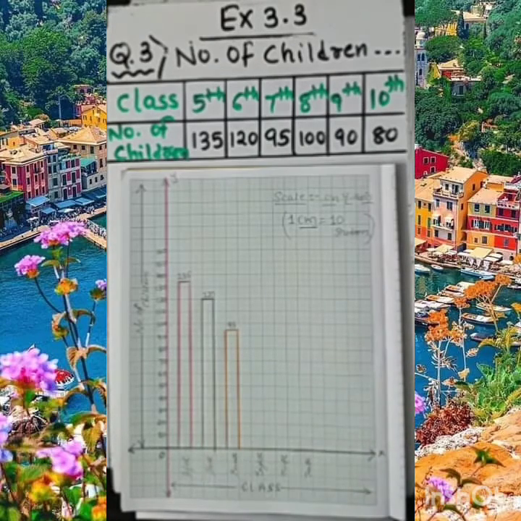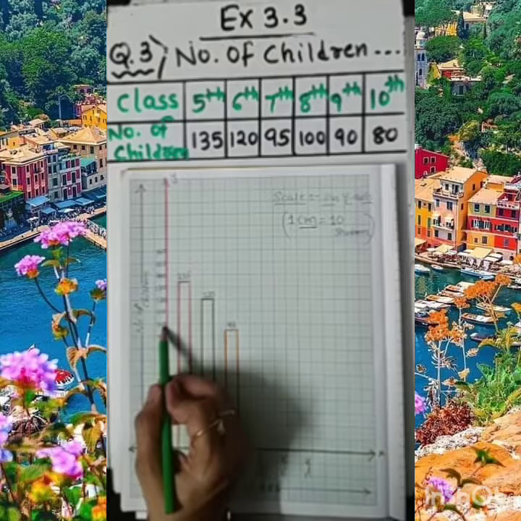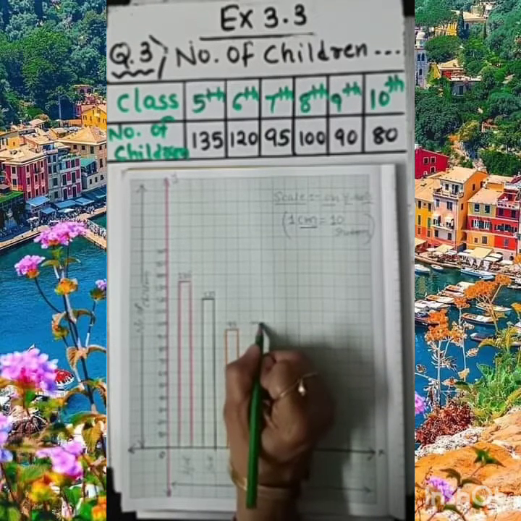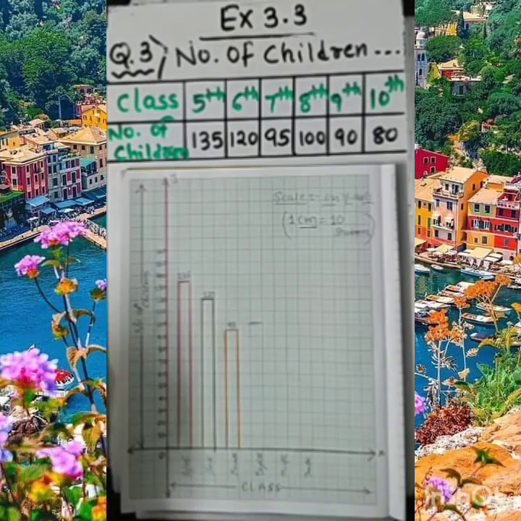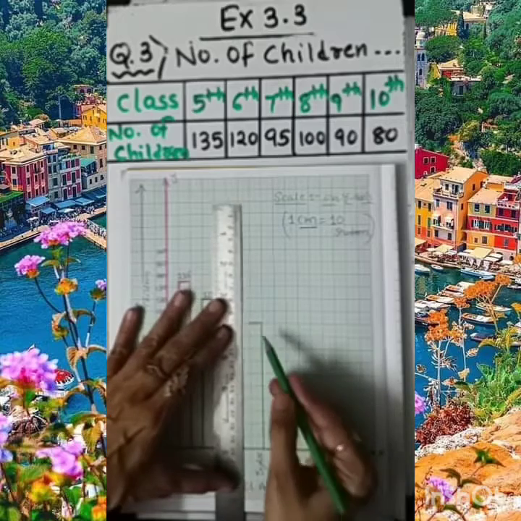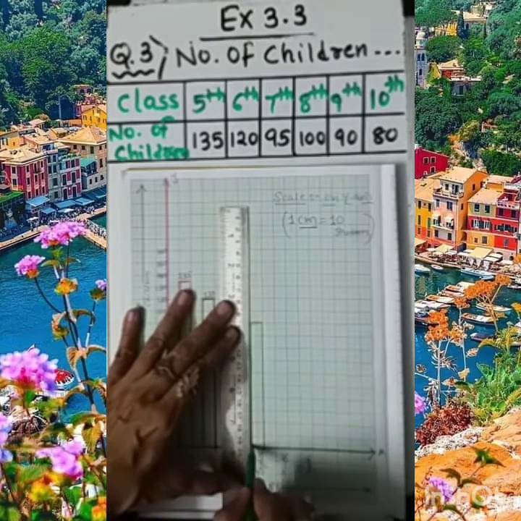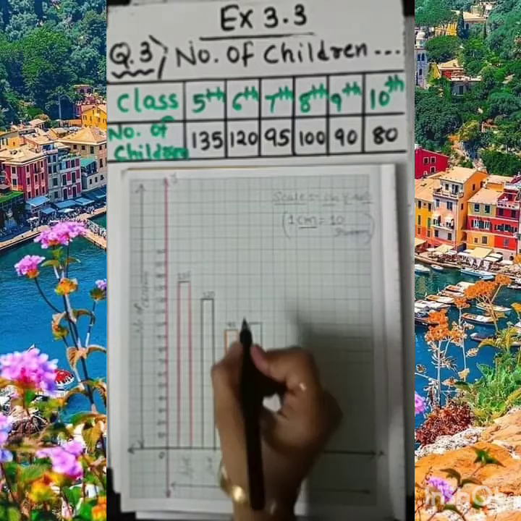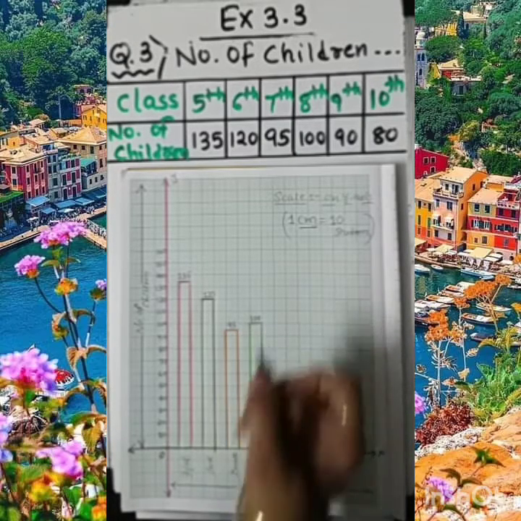The next observation is 100. So how to move with 100? Very easy. 100 is here, I can see. So here this is 100. This line indicates 100. So I am marking this from this, and I am drawing 100 over here. Follow the instructions and try to do along with me.